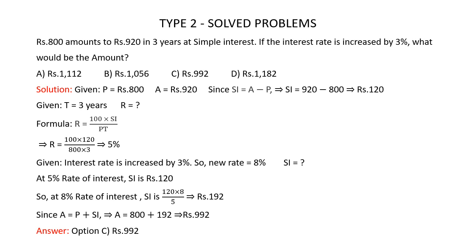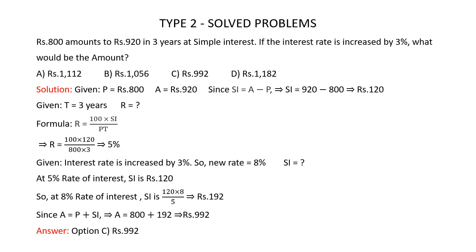So first let's find out the old rate of interest using the formula R is equal to 100 multiplied by SI divided by PT. Now we know that SI is rupees 120, P is rupees 800 and T is 3 years. Now substituting all these values in the formula, we get R is equal to 100 multiplied by 120 divided by 800 multiplied by 3. On solving this we get R is equal to 5%. So this is the old rate of interest.